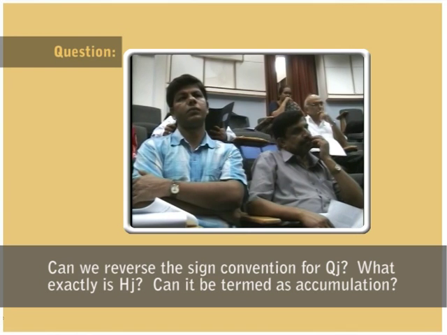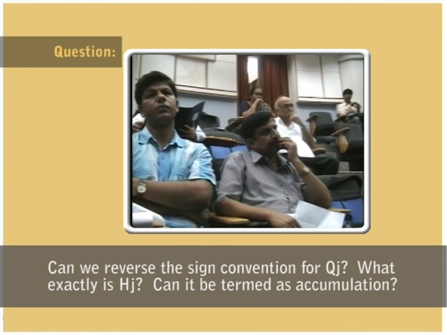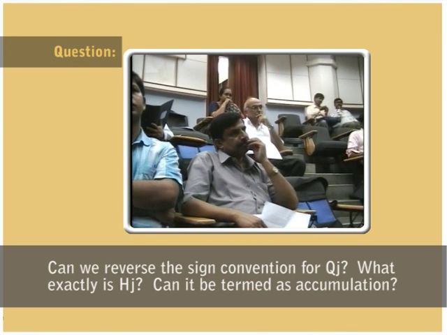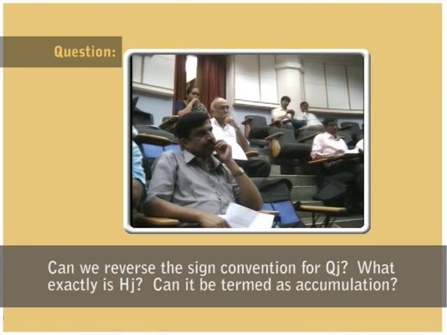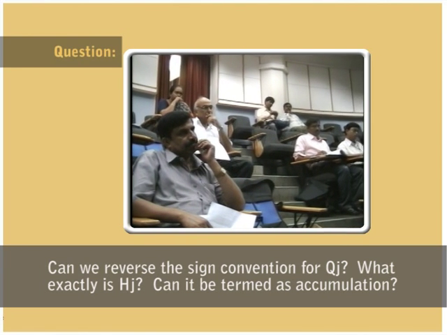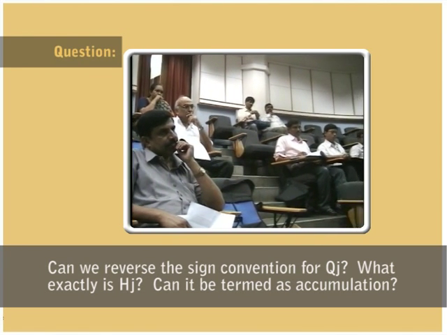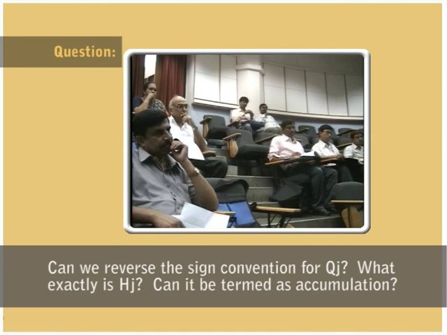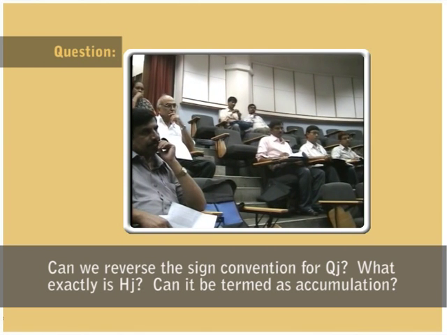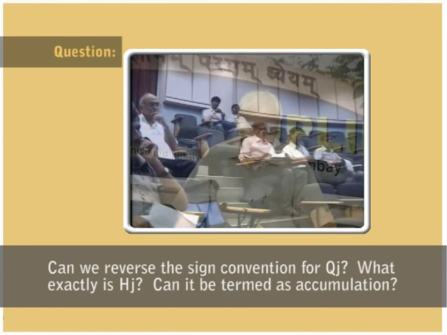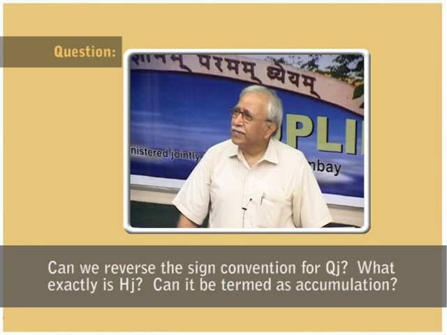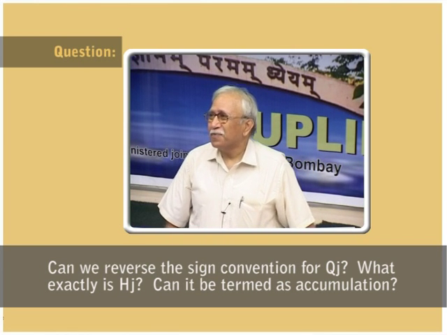You mean it has been added on the wrong side? What I am saying is, all the streams which are going out have been shown as negative in this enthalpy balance. So similarly, if heat is removed from a stage, that should be negative. You can do that. It's just a convention, as I said. I have no objection to that.